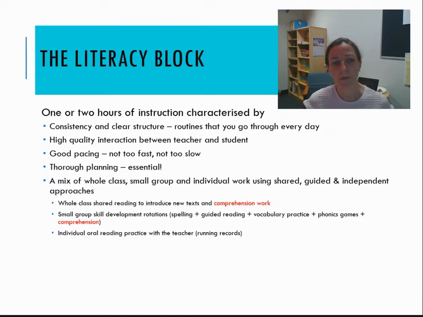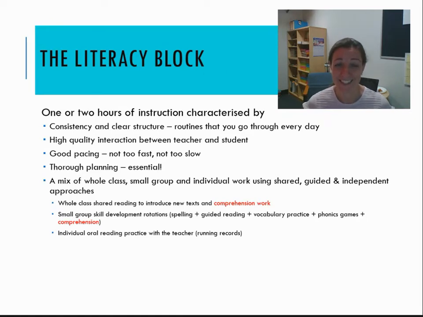So the literacy block can be described as a block of time, usually 1 or 2 hours of instruction, and it has certain characteristics. It has a consistent and clear structure, a routine that happens the same way each time. High quality interaction between teacher and student, and we'll talk about how pedagogical processes that you've been learning about fit into a literacy block. Pacing, and this will change with different groups of students and it'll change with your experience as well, but being aware of pace is important.